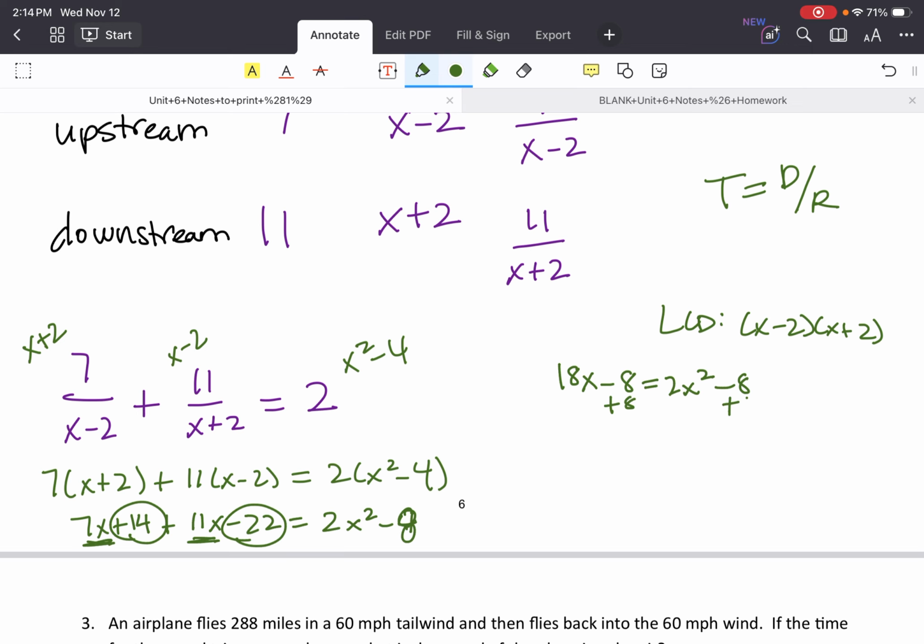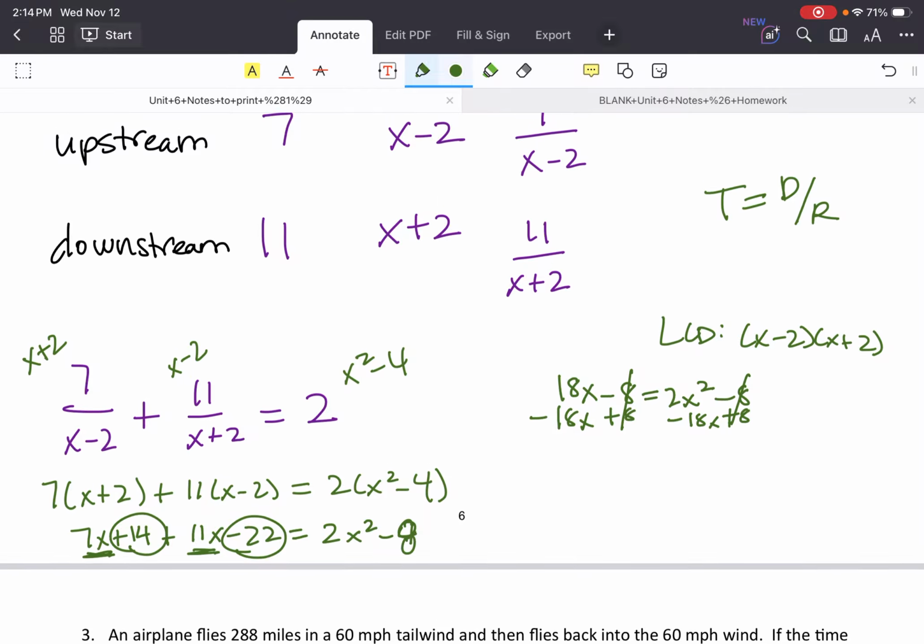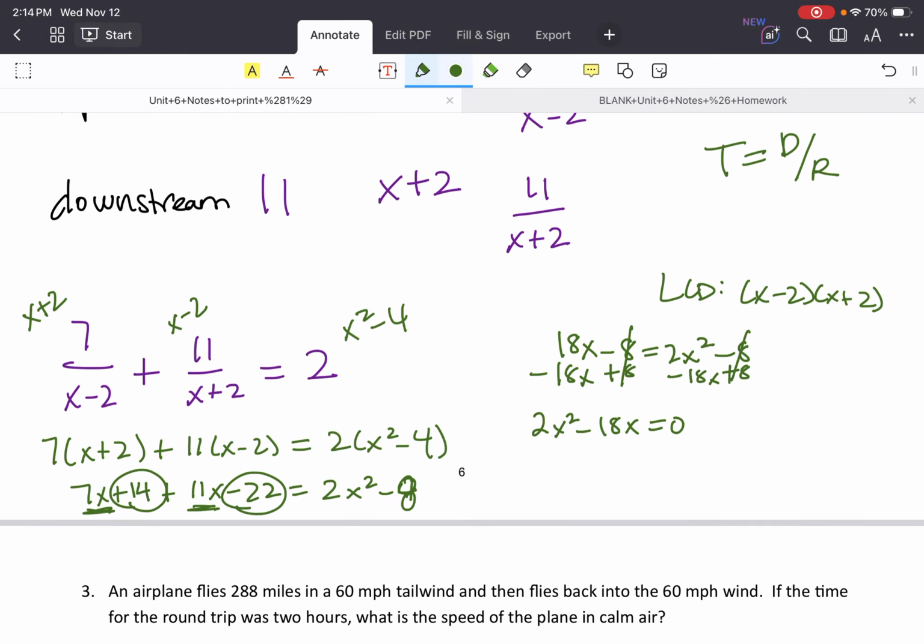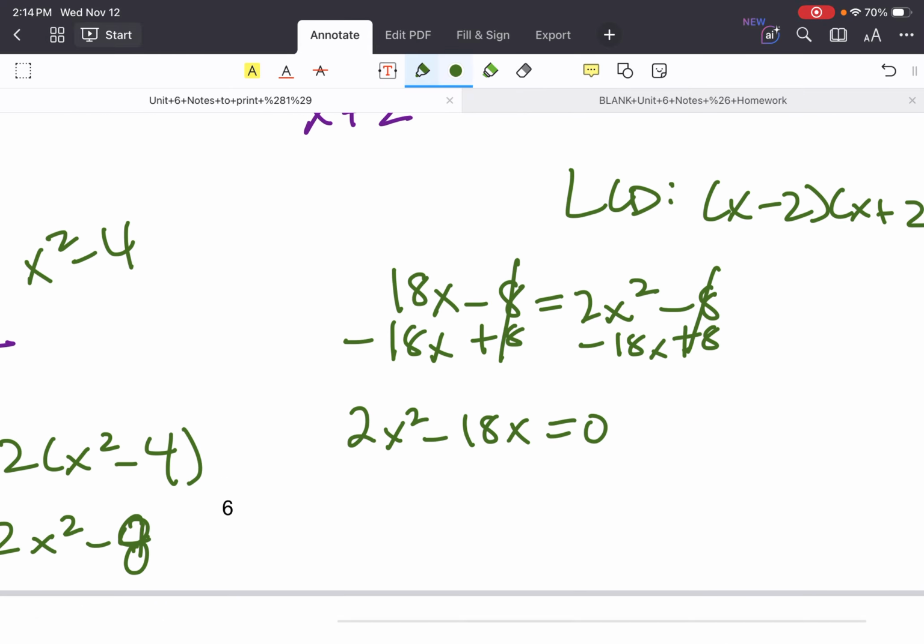When I add 8 to both sides, that will cancel. Then I want to get the 18x on the same side as the 2x squared. So I have 2x squared minus 18x is equal to 0. I now have a quadratic that I can solve by factoring. I have a greatest common factor of 2x. Then I get x minus 9 as my other factor.